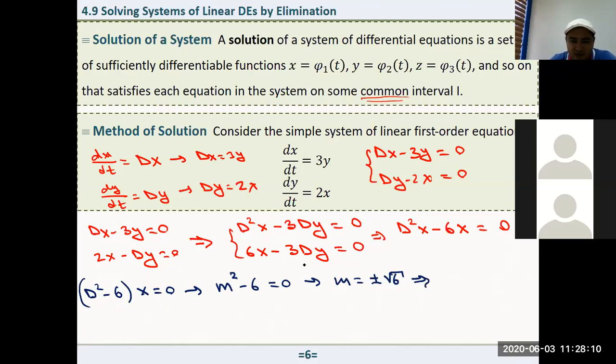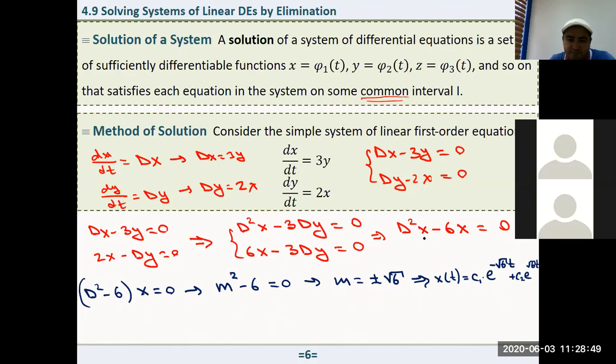So I can write the solution of this one. Now what is x of t? Because we are looking for x, that's equal to c sub 1 times, and here the independent variable is t, so we have e to the power minus square root of 6t plus c sub 2 e to the power square root of 6t, right? Okay, that's the idea. Now in a similar way, I can find y, right?